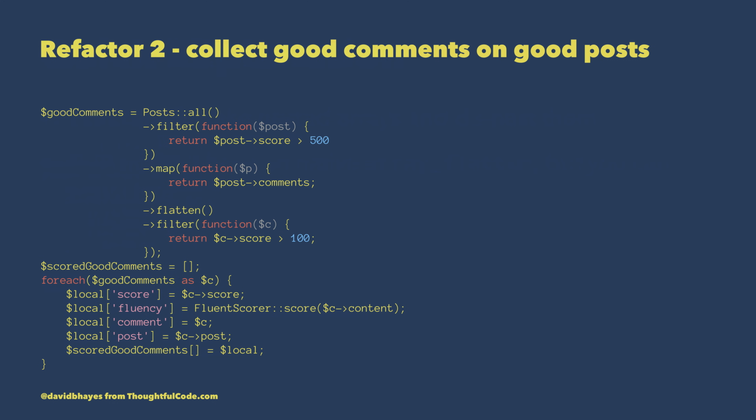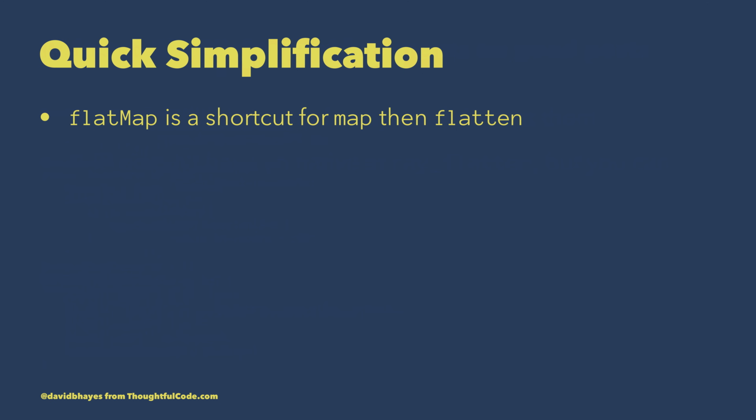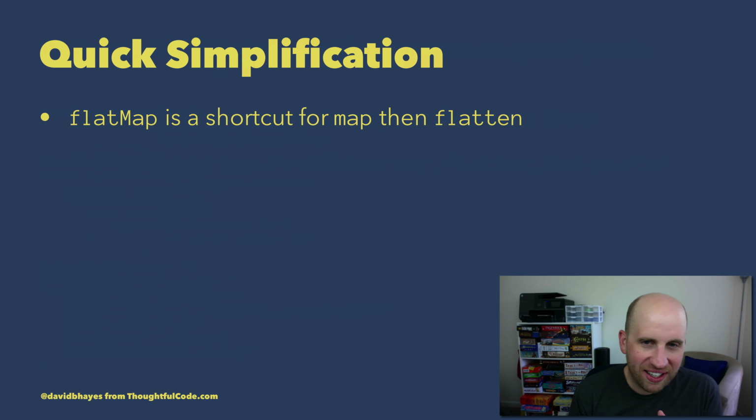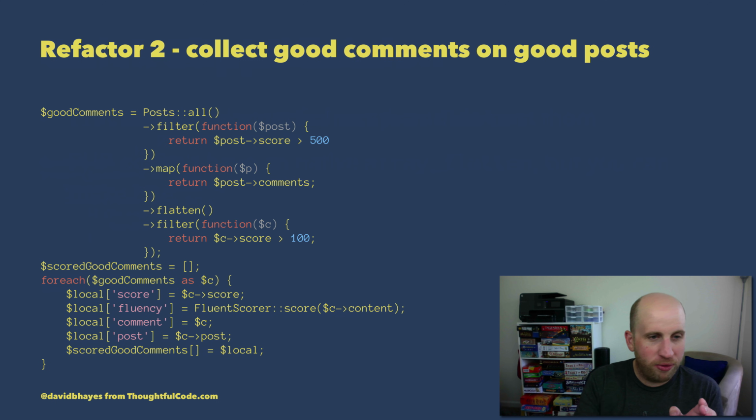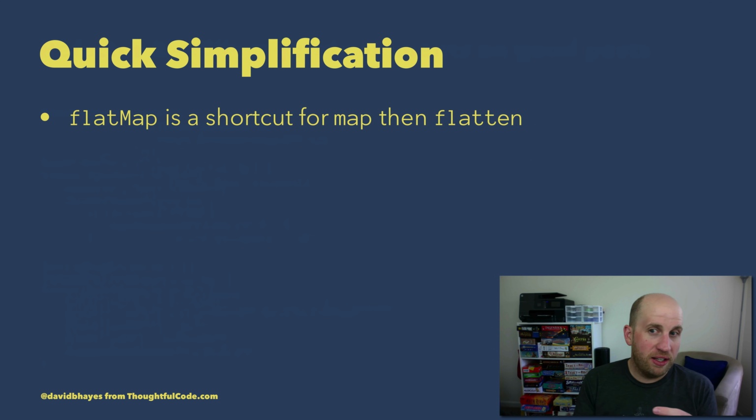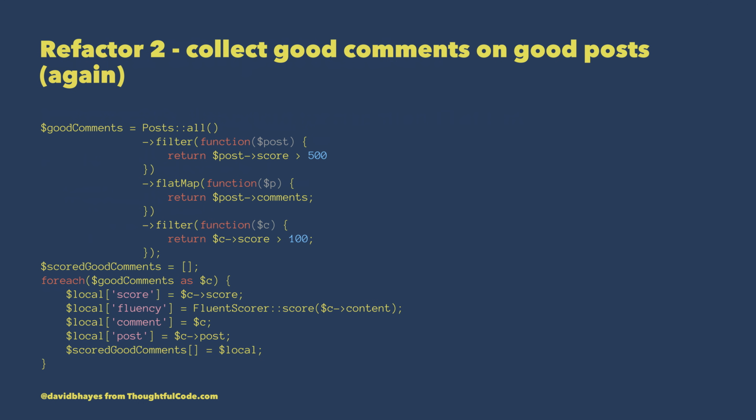This is the big jump, and you can make this step by step. The next thing to know is that flat map is a shortcut for the words map followed by flatten. And this is important because you'll notice on that last slide, we had map followed by flatten. So flat map will just let us skip that separate line that just calls flatten. So now we filter, then we flat map, then we filter again. So we get all the good posts, we pull out the comments from them, and then we filter those comments to only get the good comments.